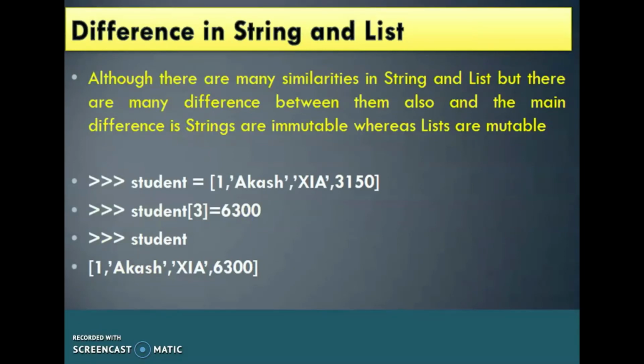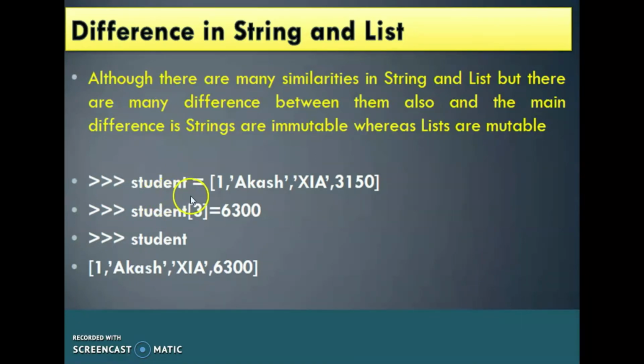Differences between string and list. Although there are many similarities between string and list, there are many differences between them also. And the main difference is strings are immutable, whereas lists are mutable. Strings are immutable means we can't change. Lists are mutable means we can change, we can edit the values.